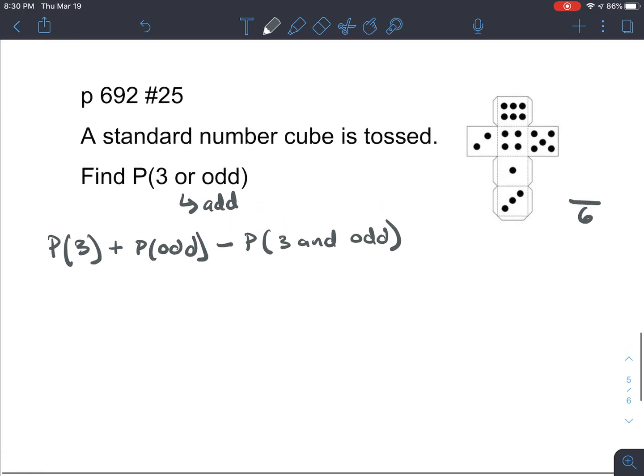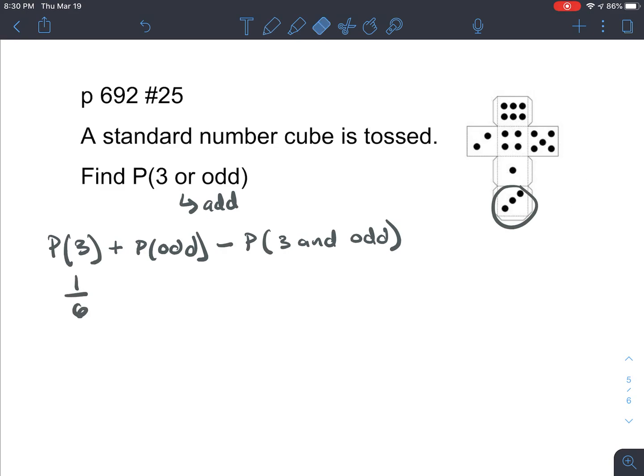Okay, so looking at the standard number cube, there are 6 sides, so there's going to be a denominator of 6. The probability of rolling a 3 is 1 out of 6. To that, we're going to add the probability of something being odd. So how many odd numbers are there? There's 1, there's 3, and there's 5. So there is a probability of 3 out of 6.